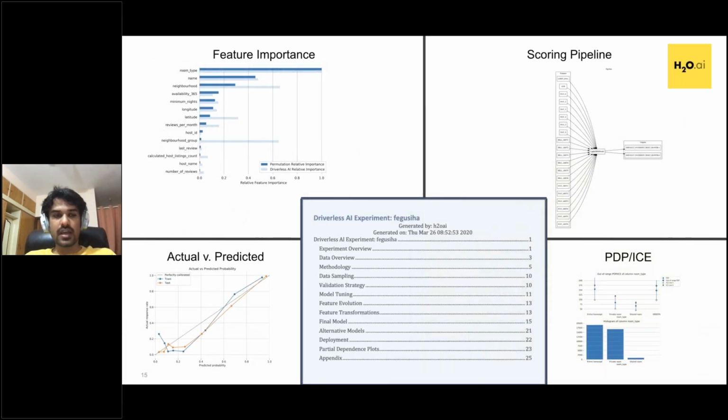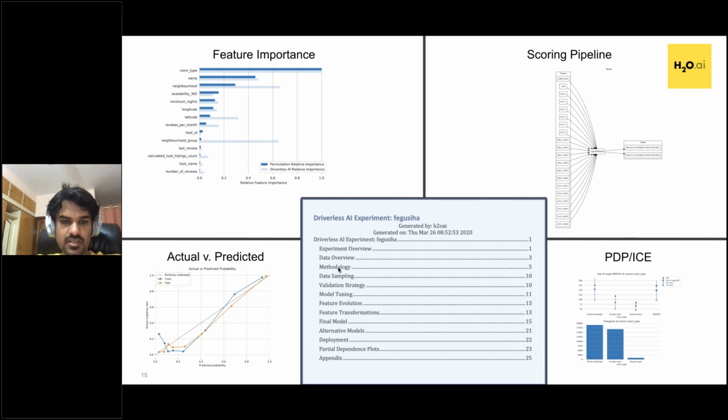So once you have the AutoDoc, this is how it looks. This has a few more subsections. It says this AutoDoc was built by the driverless AI experiment, and then it gives you the name of the experiment, and then the experiment overview and data overview. These two are the same as what we saw for the H2O 3 open source and the scikit-learn models.